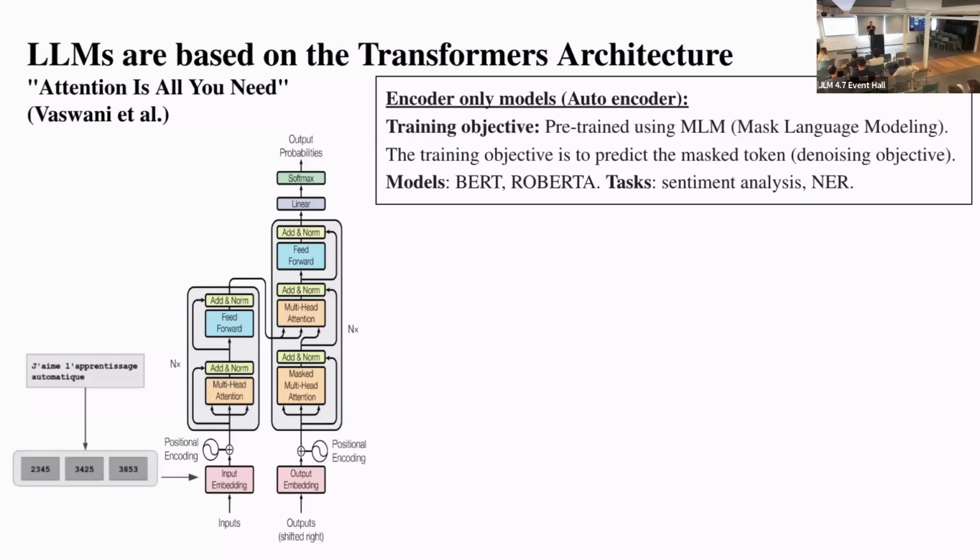So now let's see the different variations of transformers. We have encoder-only models, also called autoencoders. These models, like BERT and RoBERTa, are used for tasks like sentiment analysis and named entity recognition. The training objective is to predict the masked token. This is also called a denoising objective.